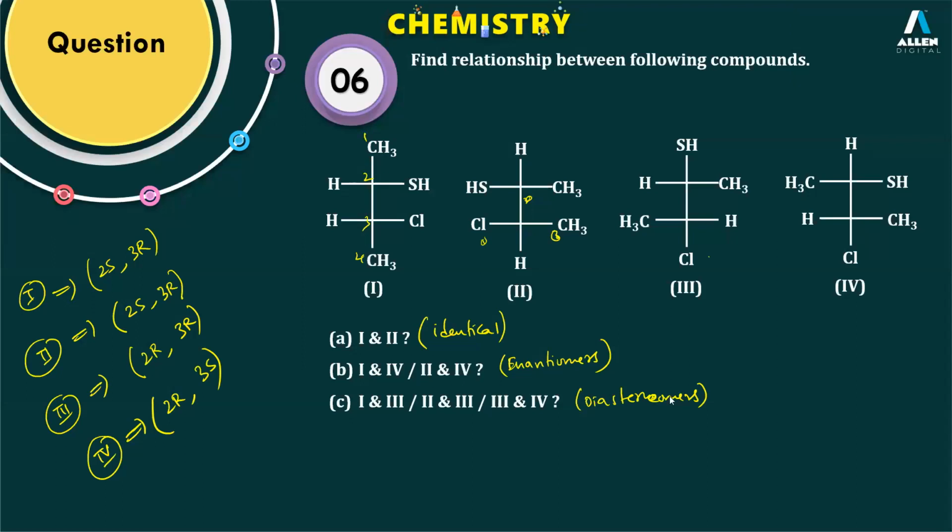Yes sir, these are famous questions. Most of the students get confused. That is why assign the configuration, RS nomenclature, properly. Try to figure out whether it is R or S at every chiral carbon. Check out the correct relationship between the types of compounds given to you.